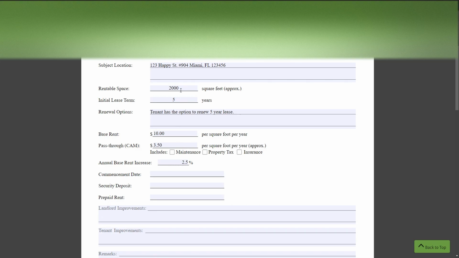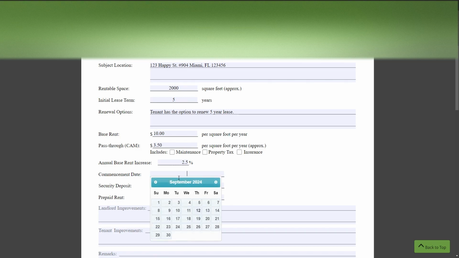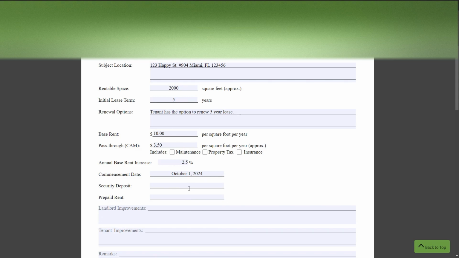So off of that 2,000 square feet, it's $10 a foot. It's not going to be $10 per foot after each year. It's going to go up a little bit, and you'll have to do the math to get that amount. The commencement date, let's say wherever the lease is going to begin. You just put a date there for when the parties want the lease to begin.